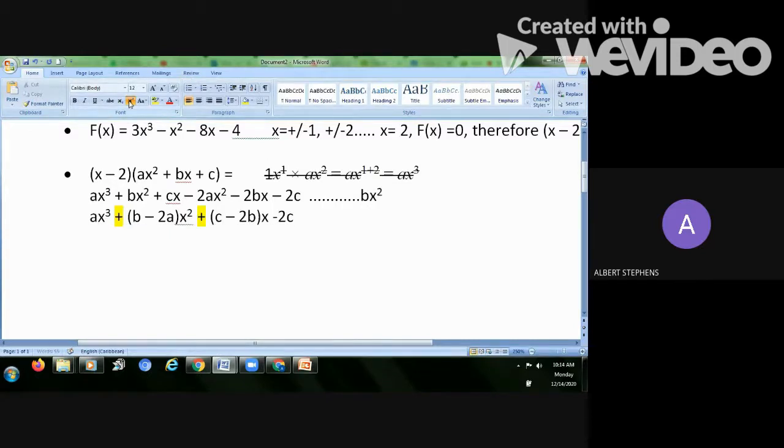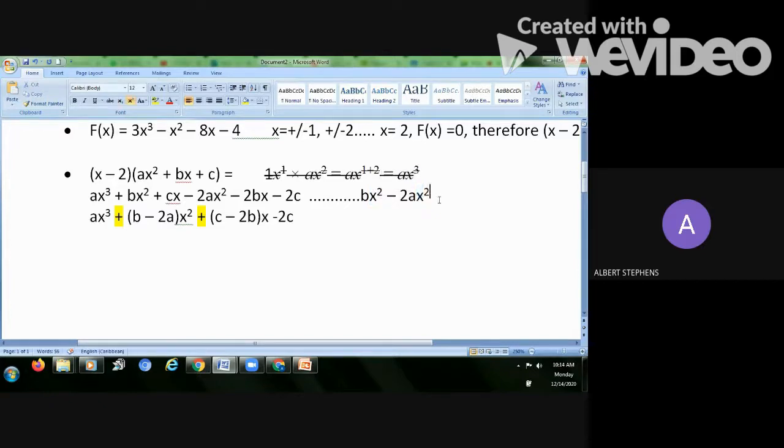Now, if you group them, you're going to have bx squared subtract 2a x squared. Would you agree? Yes, sir. Because it's going to look like that, because this is common and this is common.